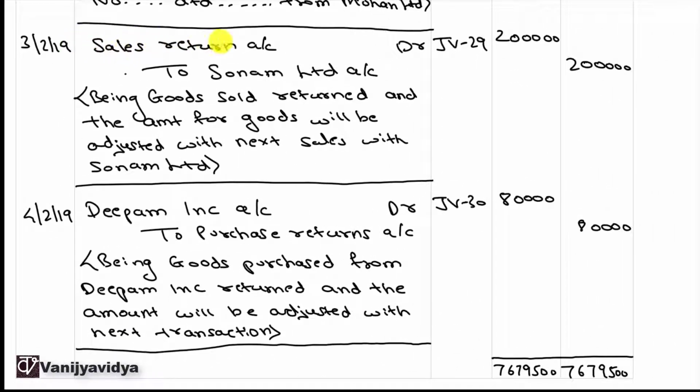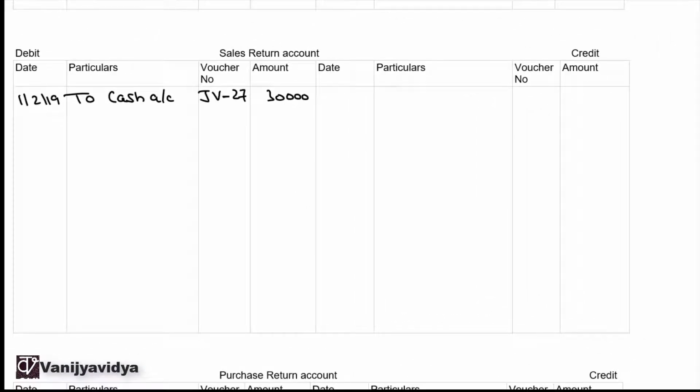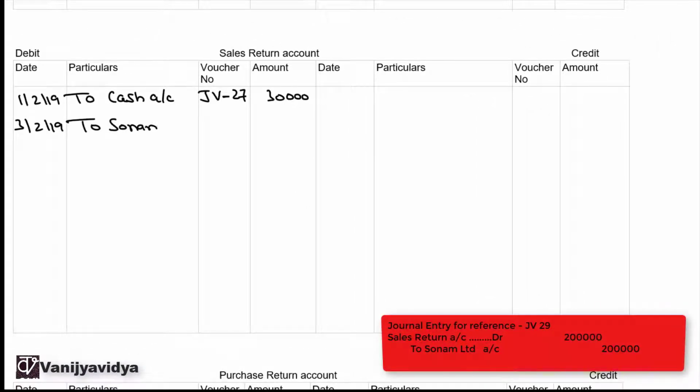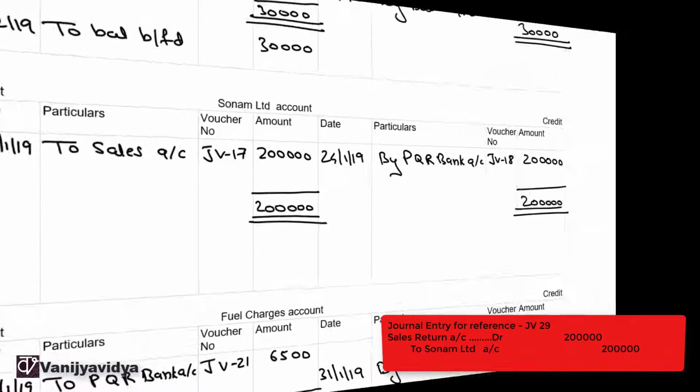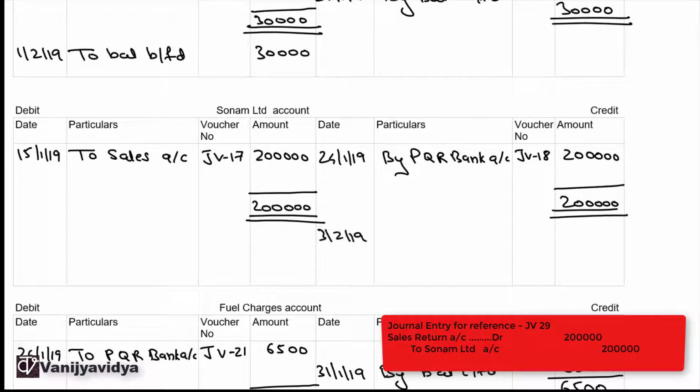3rd Feb 2019 sales return account debit 2 lakhs to Sonam Limited account 2 lakh JV 29. So one effect will be on the debit side of sales return account and one more effect will be on the credit side of Sonam Limited account. Let's post this entry. Debit side of sales return account 3rd Feb 2019 to Sonam Limited account JV 29 amount is 2 lakhs. Credit side of Sonam Limited account 3rd Feb 2019 by sales return account JV 29 amount is 2 lakhs. Let's move on to the next journal entry.